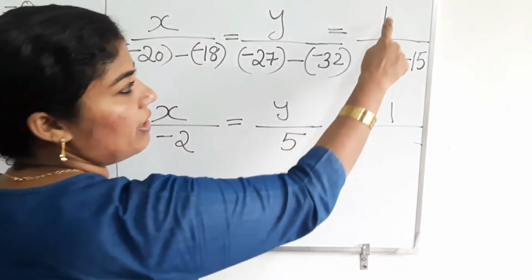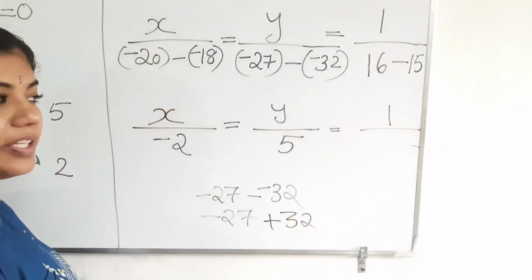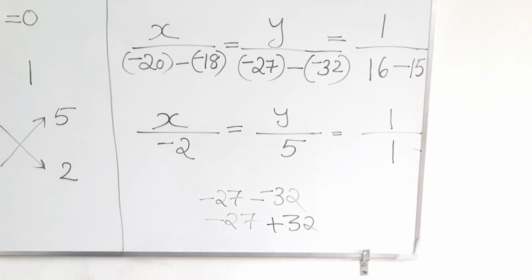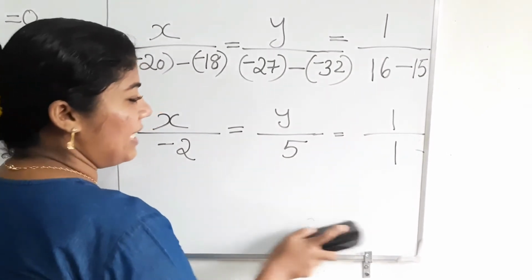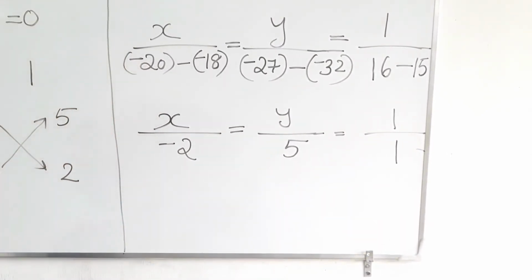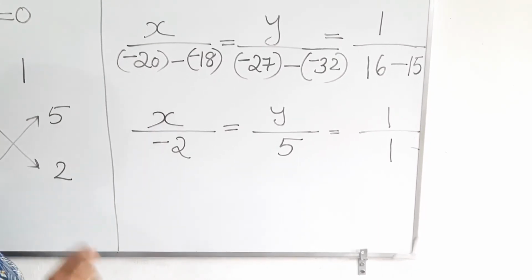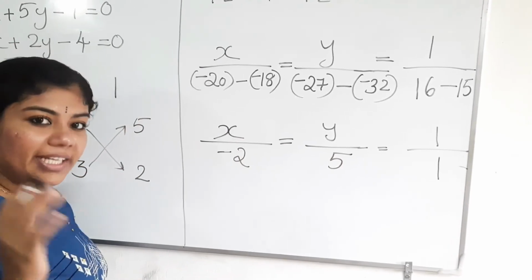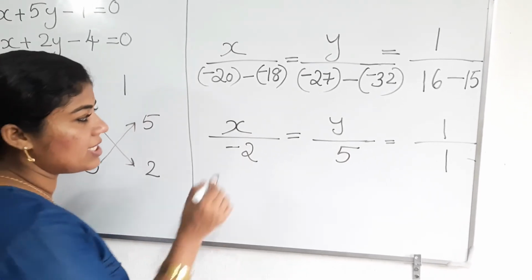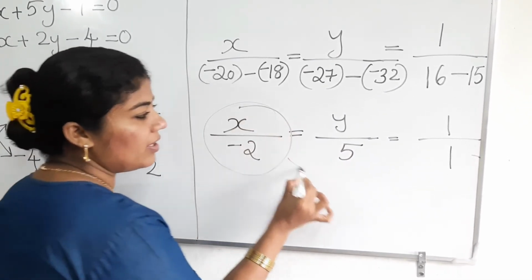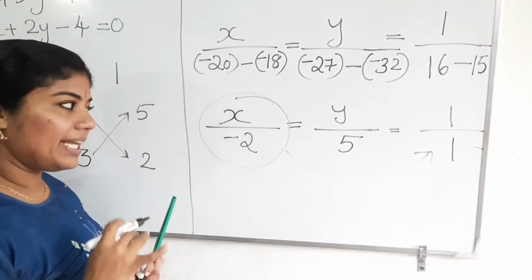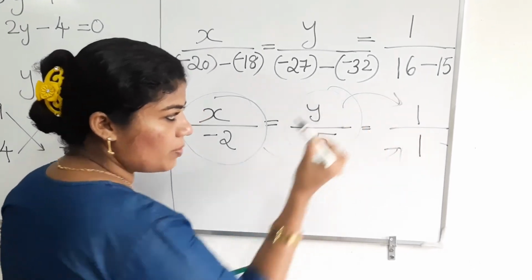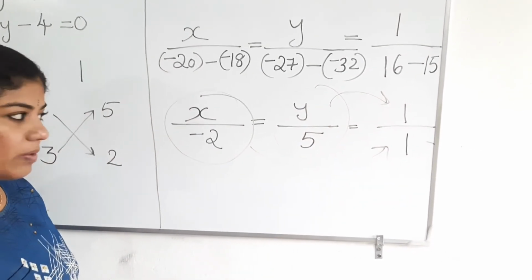And here on the last one, 1 divided by 16 minus 15. You will get directly 1. So that will be 1 by 1. Okay. Now let's check. So the third step is over. Now we are moving to our fourth step to find what is x and what is y. For finding that, we are going to compare the first one with the last one. Then we will get x. Then after comparing y with the last one, we will get y.